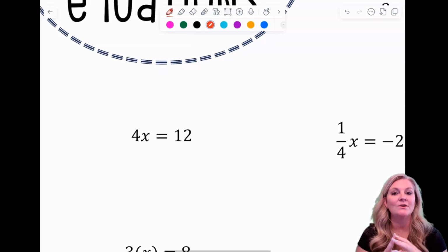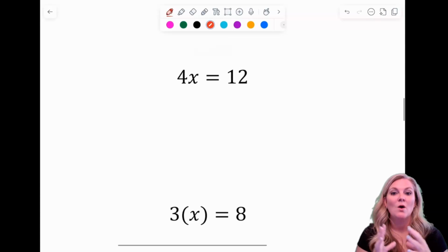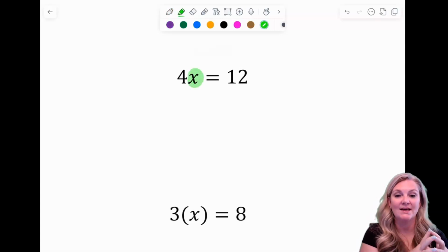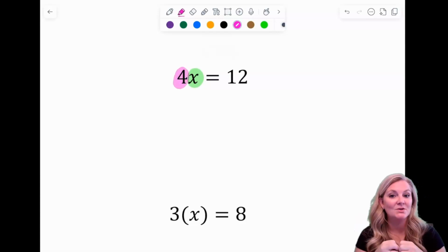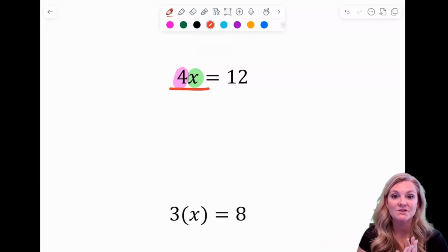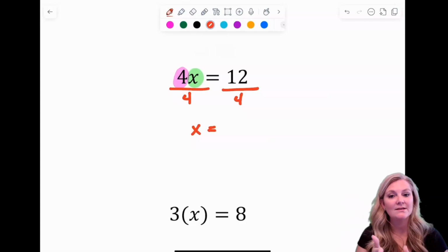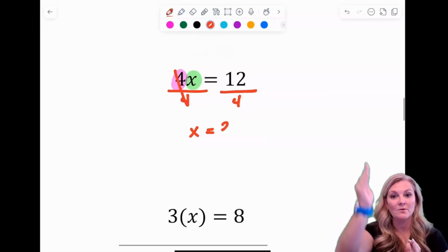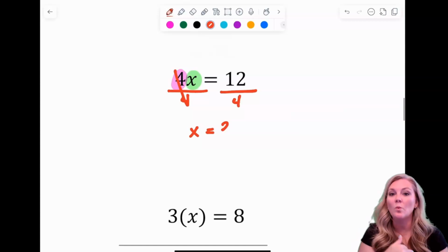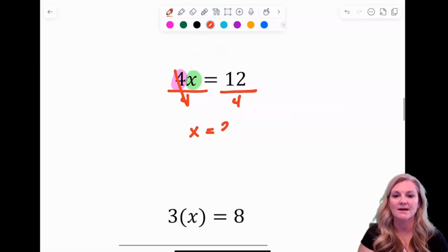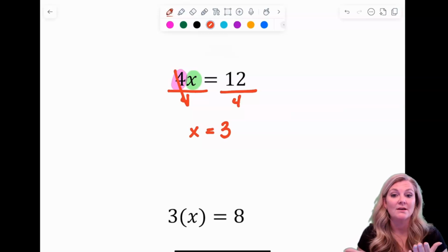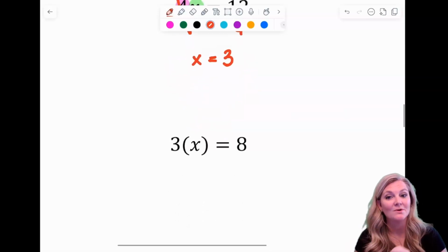Okay? So again, you'll hear me say this all the time. What is that 4 currently doing to that x? That 4 being next to it means that they are being multiplied. So how do you undo multiplication? You divide. So I draw my divisions like fractions. So I'm going to divide by 4 on both sides, because what I do to one, I have to do to the other. You'll see me cancel them out, because if I have a 4 over 4, it cancels to 1, okay? And 1x is the same thing as x. And then 12 divided by 4 is 3. And we knew that was going to be 3, because 4 times 3 is 12.